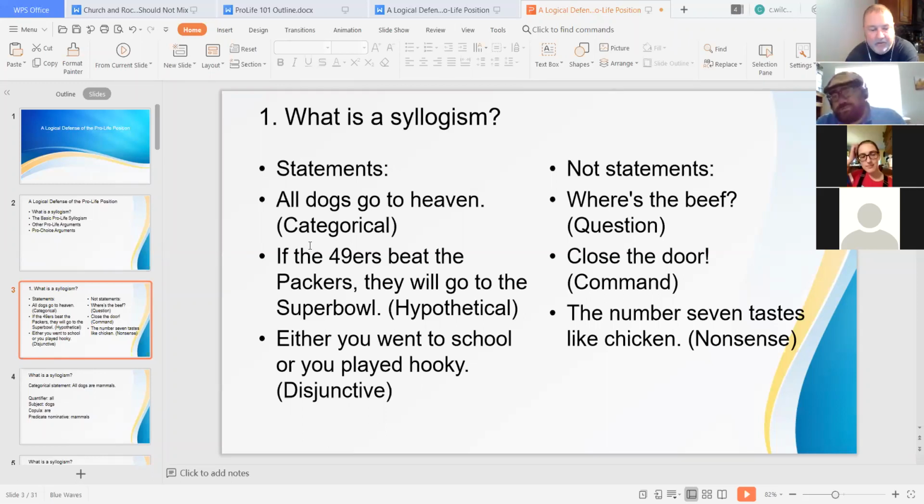All of these statements have truth values, which means that they're either true or false. Questions like, where's the beef? And I might be dating myself a little bit with this question. It is not a statement because it doesn't have a truth value. It can be answered with a statement that has a truth value, but the question itself does not. Close the door is a command, and commands do not have truth values. And nonsense statements also do not have truth values. A nonsense statement is something like, the number 7 tastes like chicken. It's just nonsense. It doesn't make any sense. So those do not have truth values.